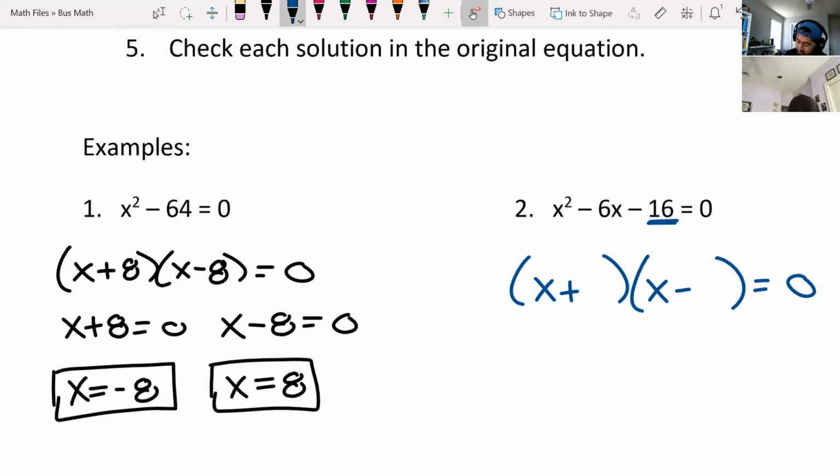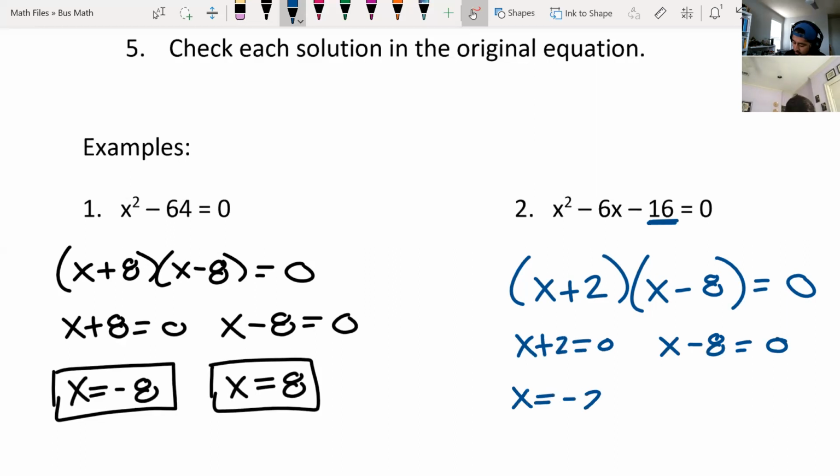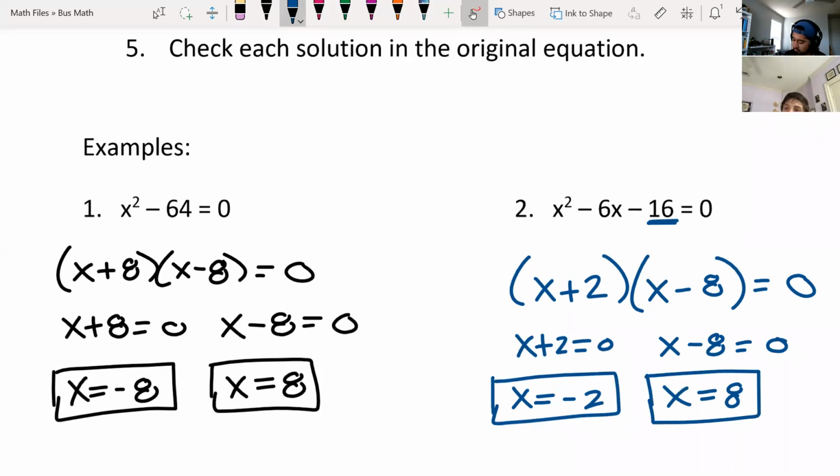2 and 8. And since 6 is negative, this means the bigger number 8 will be negative and the smaller number will be positive. Okay, now this is factored and it's factored correctly. So go ahead and set each term equal to 0 and solve for x. Okay, there it is.